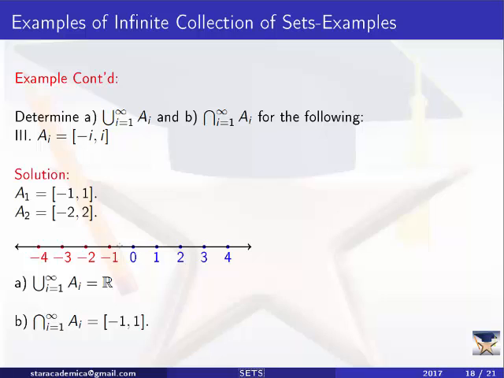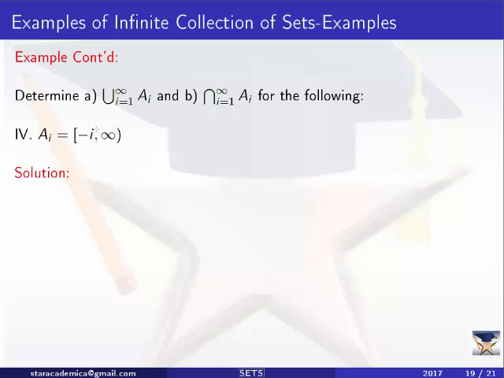Okay, what about the intersection? This was the first one. The second one was this one. The third one was this one. So it keeps enlarging, but if you intersect, it will be just the -1 to 1 interval. That's the smallest.